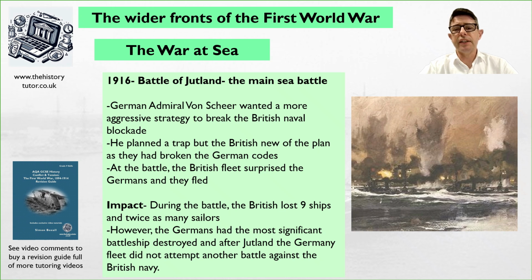So at the battle, the British fleet surprised the Germans, and the Germans fled eventually from the battle scene. So during the battle, the British lost 9 ships and twice as many sailors as the Germans. However, the Germans had the most significant battleships destroyed, and after Jutland, the German fleet did not attempt another battle against the British again during the war.